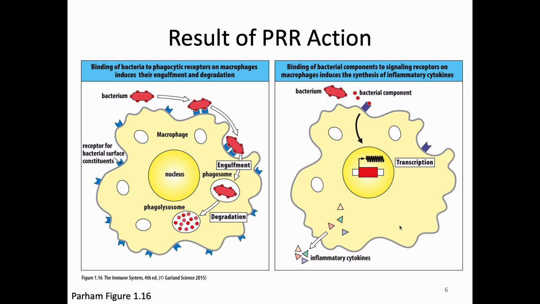So macrophages can do phagocytosis and degradation when they recognize a microbe using PRRs, which are shown here as the little blue receptors on the cell surface. But macrophages also have almost what you could think of as like a bonus function. Macrophages also will do some signal transduction downstream of that pattern recognition receptor.